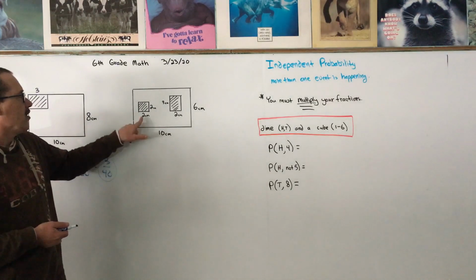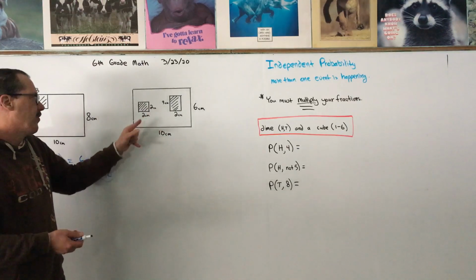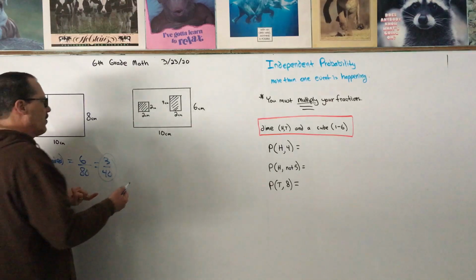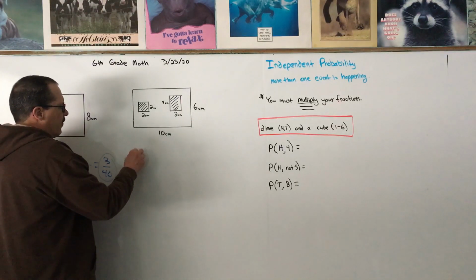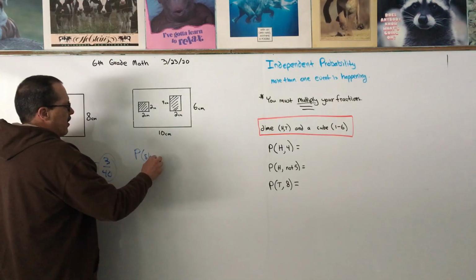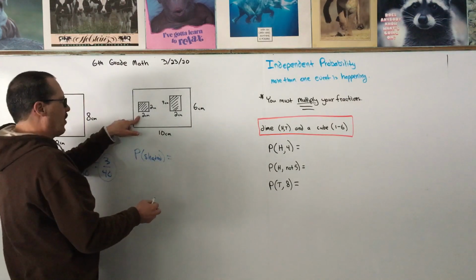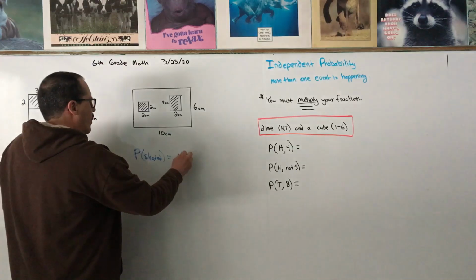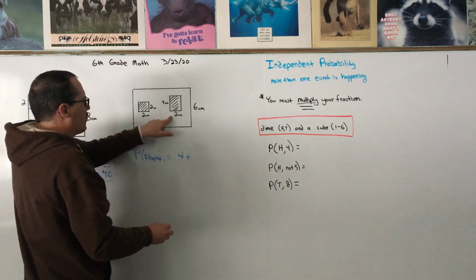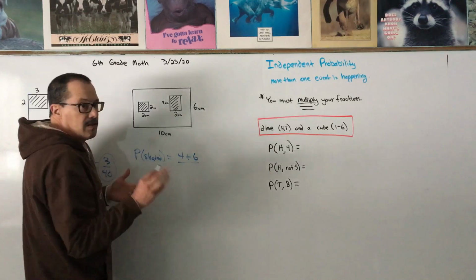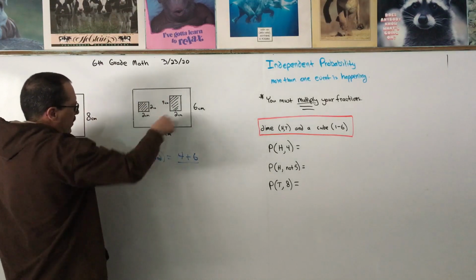For this one, there's 2 shaded areas, so that means you win if your dart hits this shaded area or this shaded area. So what we need to do is find the probability of hitting the shaded area again. It would be equal to the area of this one, which is 2 times 2, 4, plus the area of this one, which is 2 times 3, or 6, all divided by the area of the whole thing. It could hit anywhere in here.